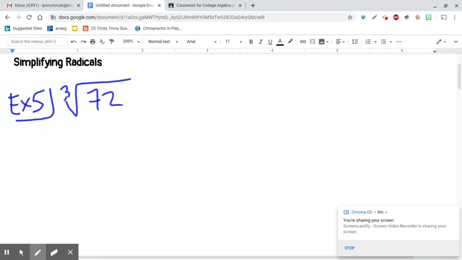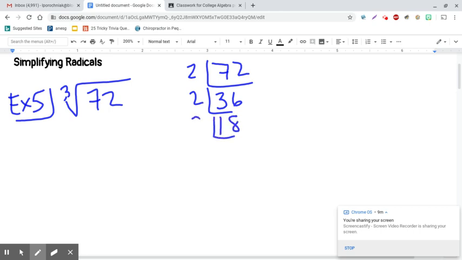Guys, you are doing nothing really different with the breaking down of 72. You're going to take your number and break it down just like you normally do. Well, it's even, so I'm going to break it down by a 2, which gives me 36. Now, 36 is also even, so I'm going to divide that by 2. 36 divided by 2 is 18. That's also even, so I'm going to divide it by another 2. 18 divided by 2 is 9.